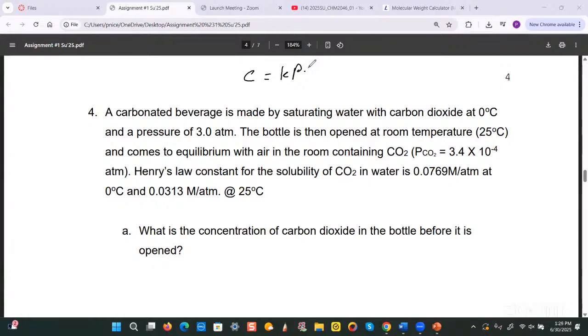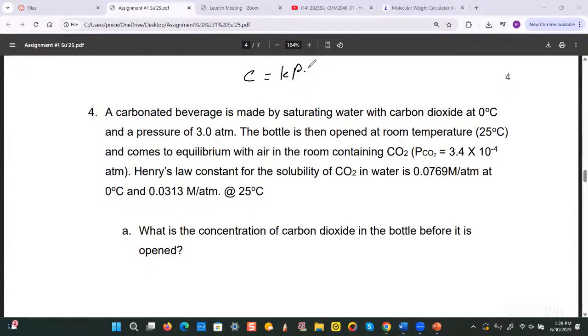This question says a carbonated beverage is made by saturating water with carbon dioxide at 0 degrees at a pressure of 3.0 atmospheres. And this is a very good example of how Henry's law works. All those carbonated beverages that you consume, like Coca-Cola and so on, are manufactured such that the carbon dioxide is under relatively high pressure such that it dissolves in the water.